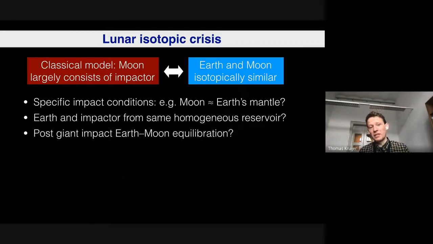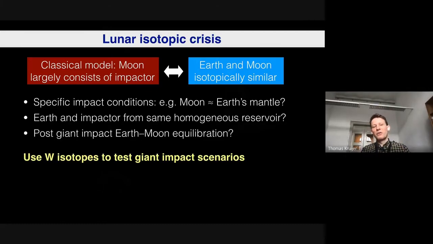The third option is that there was some mechanism after the moon formed in a giant impact that facilitated equilibration and very efficient mixing between the Earth and the moon, which would have erased any heterogeneities. Now, which of these is correct? There's still a lot of debate about this, and this has not been entirely understood.